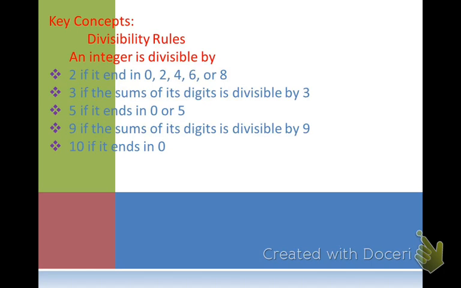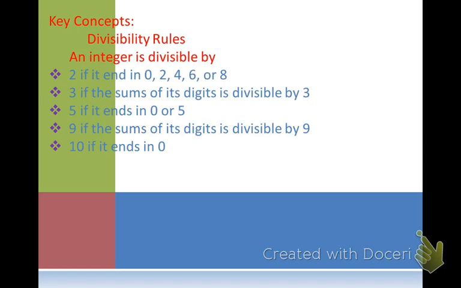Some key concepts you need to know, some divisibility rules. An integer is divisible by 2 if it ends in 0, 2, 4, 6, or 8. So a 2 will divide into any even number. Then there's 3. If the sum of its digits is divisible by 3.